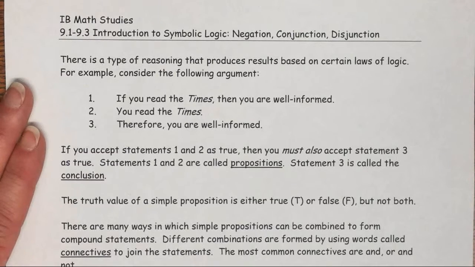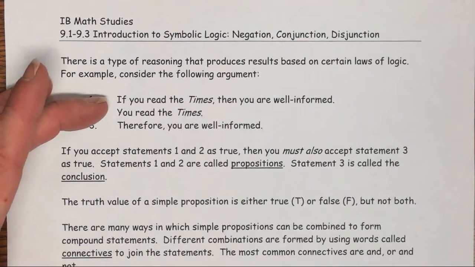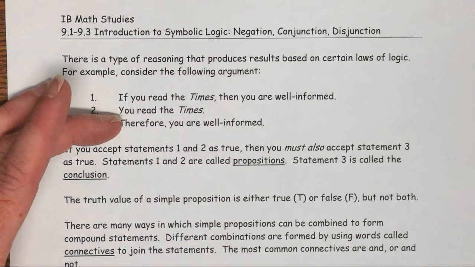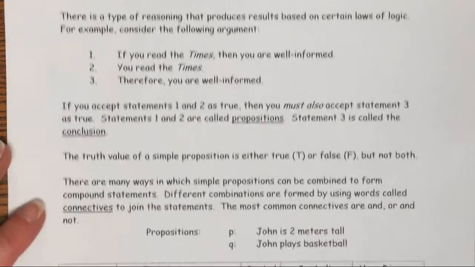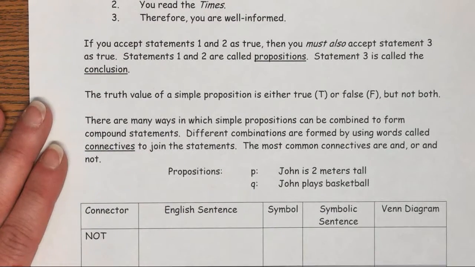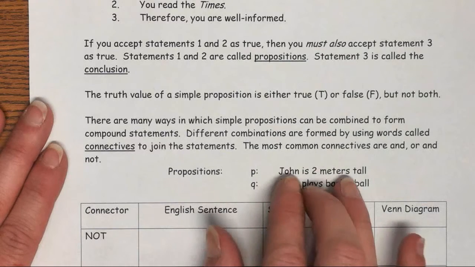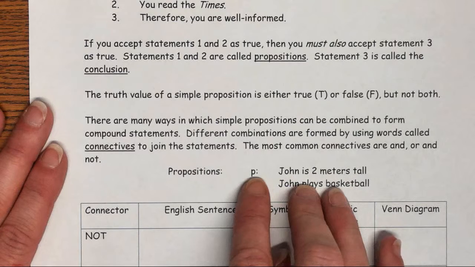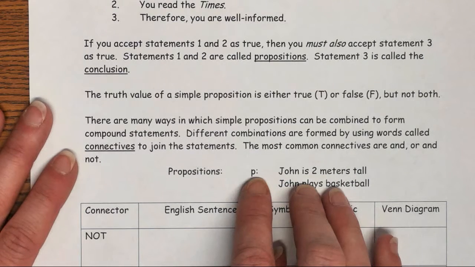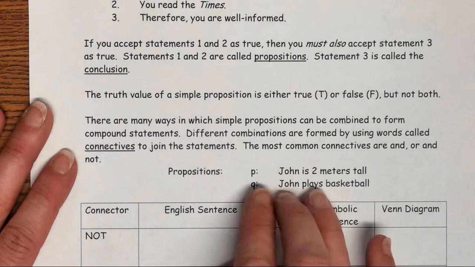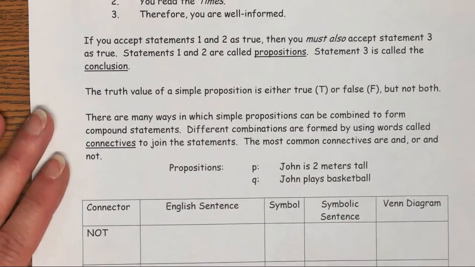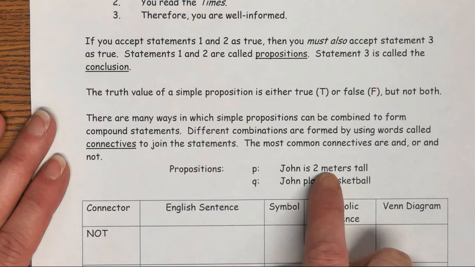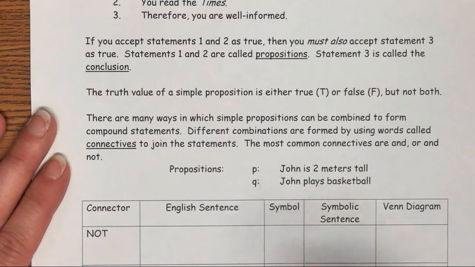Now each proposition, each of these statements, can either be true or false, but they can't be both. I mean, like you either read the Times or you don't. And in symbolic logic, we like to use symbols to represent statements instead of always writing the words. So we're going to use some different connective symbols for things like and, or, not, that type of thing. So we're going to let P represent that John is 2 meters tall, and Q is that John plays basketball.